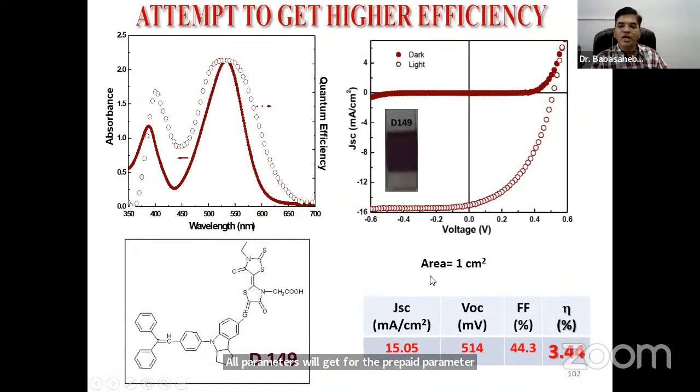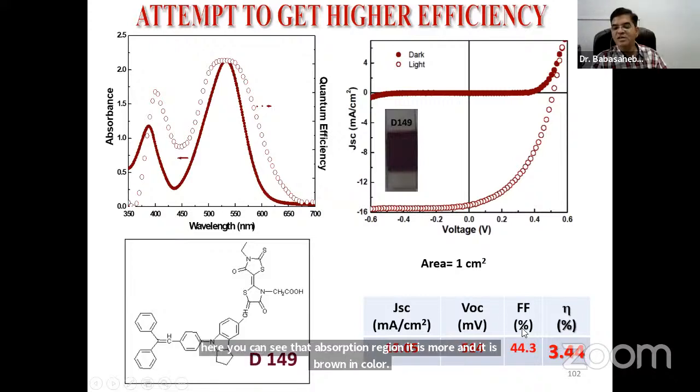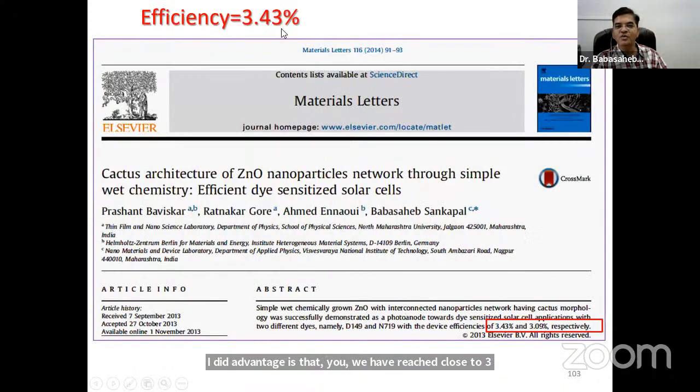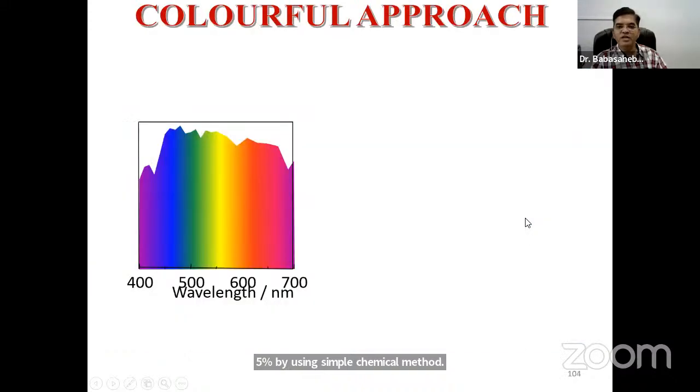Then the next approach to get more absorption, we have used another dye called D149, which also has a carboxyl group, but here you can see that the absorption region is larger and it is brown in color. An added advantage is that we have reached an efficiency close to 3.5% by using a simple chemical method. That is the beauty of this one. This was also published in Materials Letters. You can get all the parameters here.